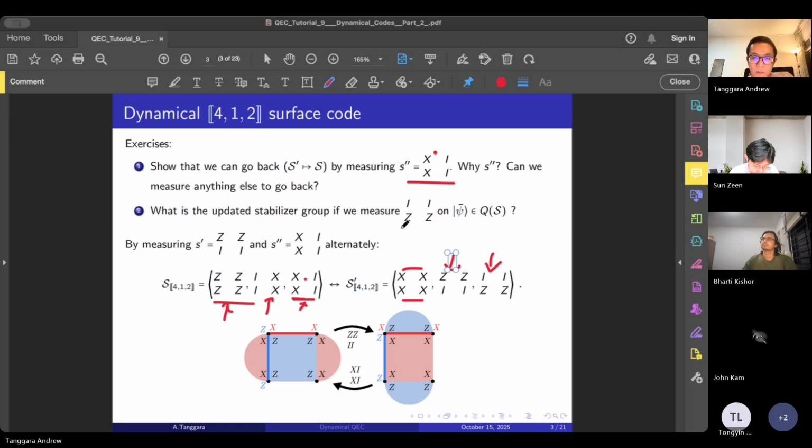On the second thing, what if you measure these two Z's on the bottom? These two guys are going to anti-commute with that, and then you just do the same stabilizer update, so you end up with the same stabilizer S prime. I omitted that there should be some outcome O on these two guys as well, but for simplicity I assume that the measurement outcomes are +1, because in practice they are going to be completely random.